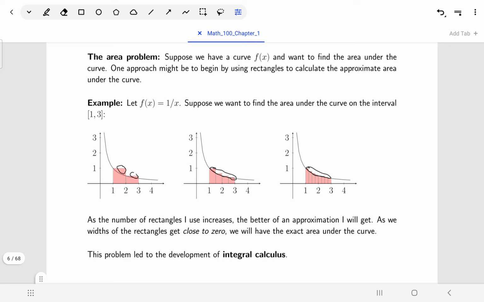And so that's going to be the topic of our next section. What do we mean by as close to 0 as possible? What does it mean to be as small as possible?